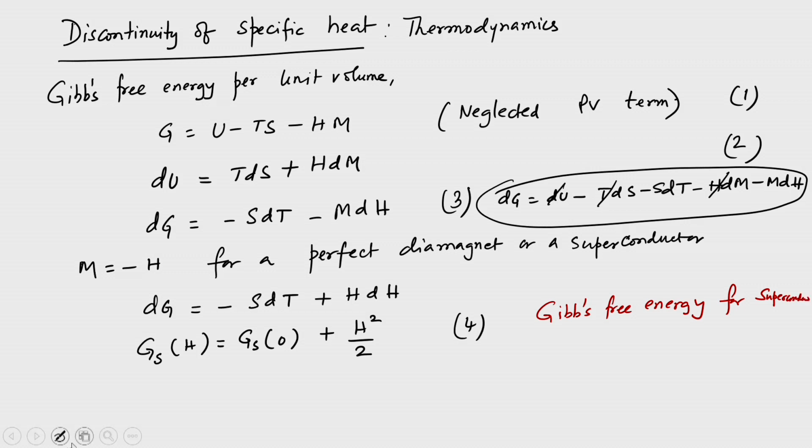Okay. Then of course, we want to compute the Gibbs free energy for the normal state, and so basically along a critical curve where the superconducting and the normal states are the same. So, that is equal to G n, which is equal to G s 0 plus H c square by 2. So, this is G s and G n is the Gibbs free energy.